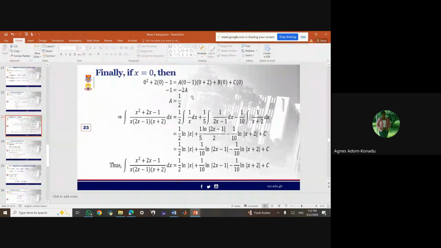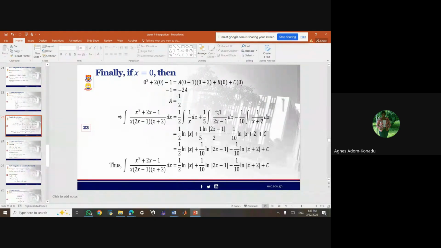Okay, so I can go ahead and then solve for, so I have my a to be 1 over half integral of 1 over x dx plus 1 over 5 integral of 1 over 2s minus 1 dx minus 1 over 10 integral of 1 over x plus 2 dx. Then I know that when I integrate 1 over x, I have ln x plus, then when I integrate this function, I'm going to get ln 2x minus 1 times the differential of this, which is 2. So I have 2 here.